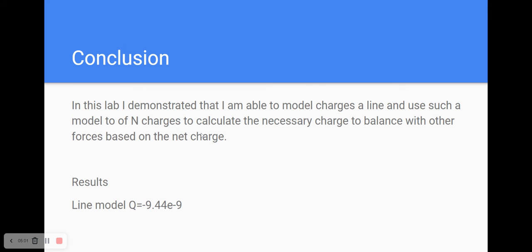Now, the conclusion here is that we have demonstrated in this lab that I am able to model charges in a line, as well as use that E equals kQ over r times the square root of r squared plus (L over 2) squared, times r hat value. And here we have the results of that line model: Q equals negative 9.44 e to the negative 9 coulombs. Thank you.